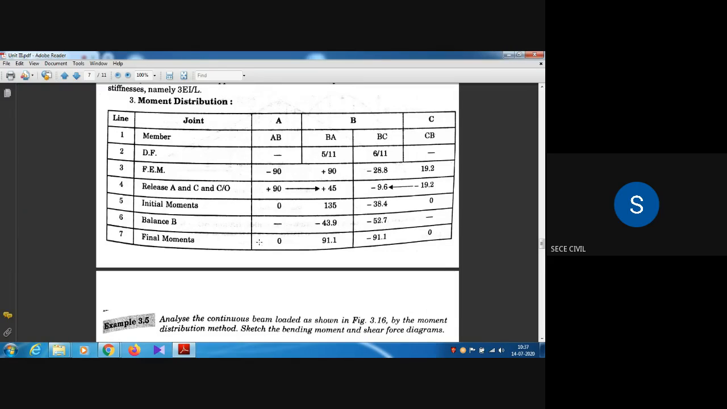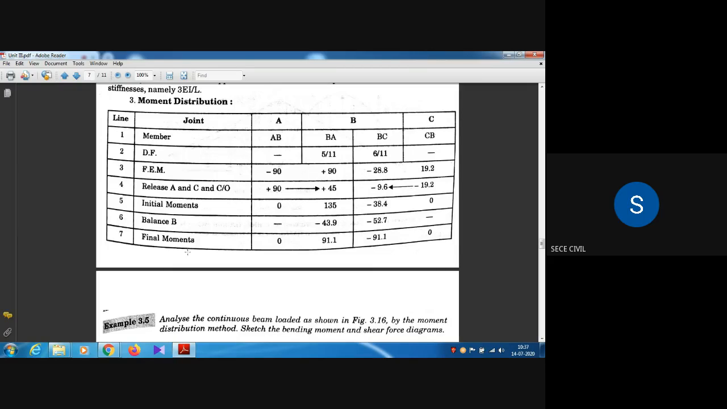Otherwise, half of the moment would carry over. Half of the moment is 43.9 divided by 2, and that would carry over to joint A. Similarly, 52.7 divided by 2 would carry over to the far end. But we didn't do the carryover steps in this problem, because the far end is hinged. For member BA the far end is A, and that end is hinged. Similarly for member BC the far end is C, and that end is hinged. So we didn't do the carryover.